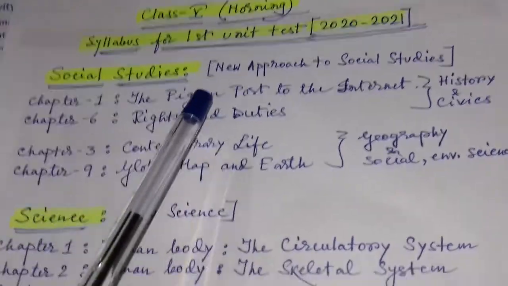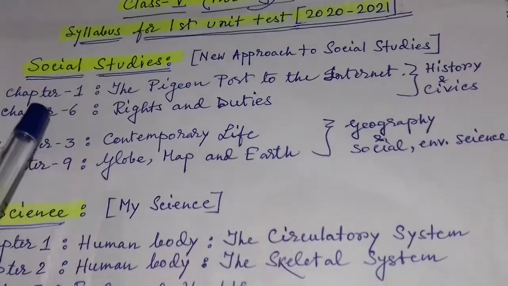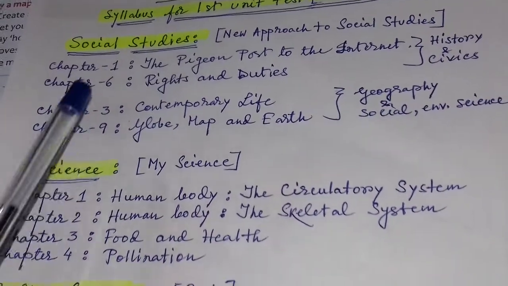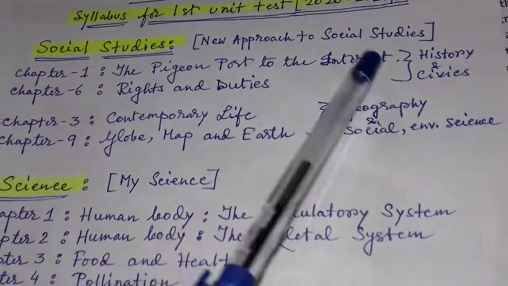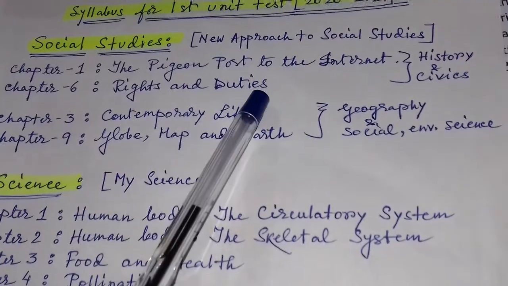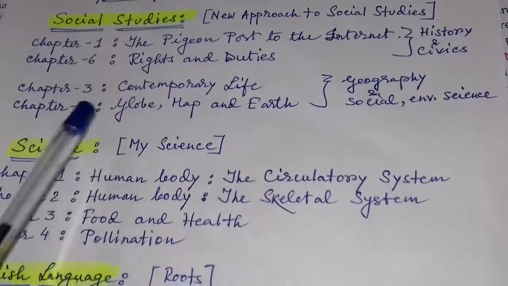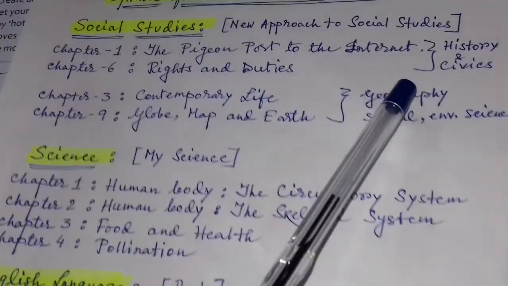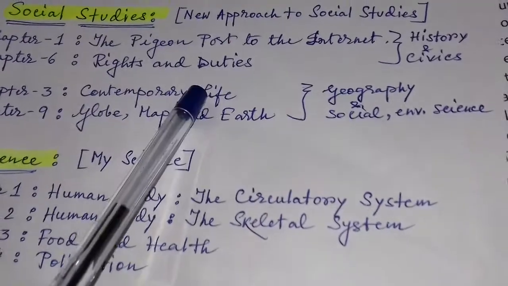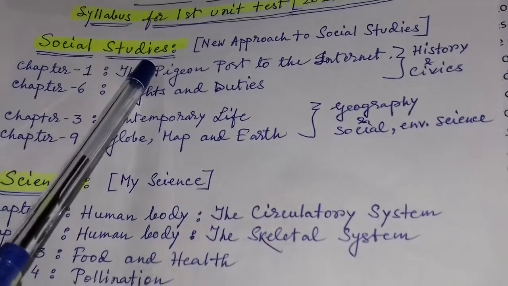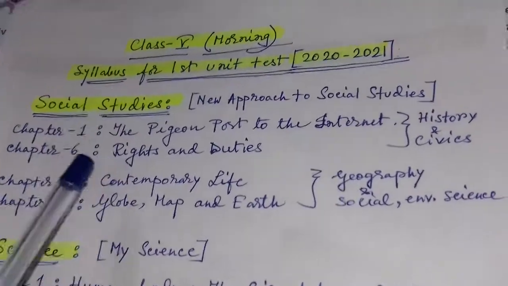Social studies, our book is New Approach to Social Studies, and chapters 1, 6, 3 and 9 are in our syllabus for the first test. Chapter 1 is the Pigeon Post to the Internet. Chapter 6 is Rights and Duties. These are from the history and civics part. And chapter 3 is Contemporary Life, and chapter 9 is Globe, Map and Earth from geography and social and environmental science. So that's all for your social studies syllabus. Please note it carefully and learn the chapters very well.